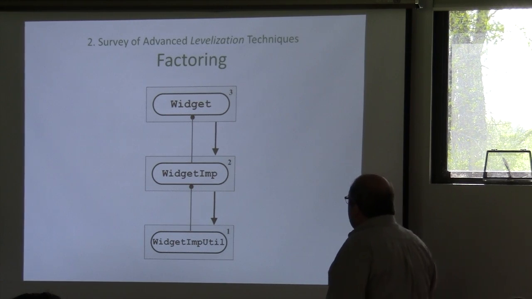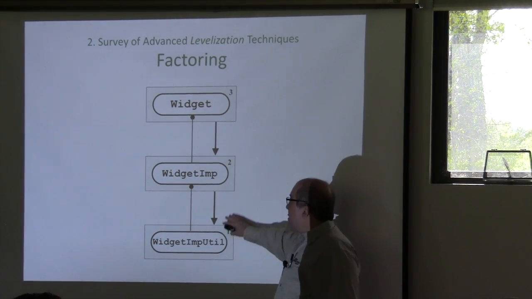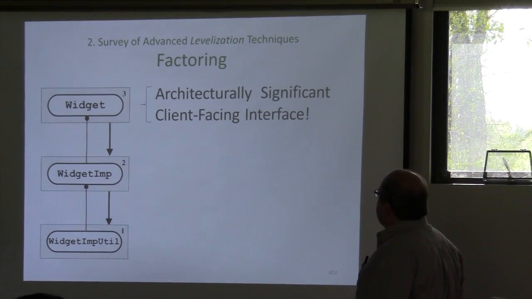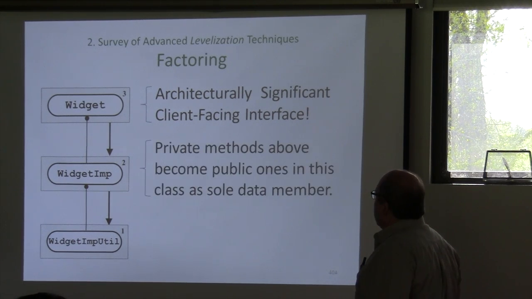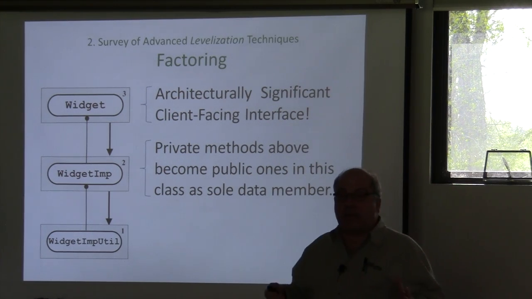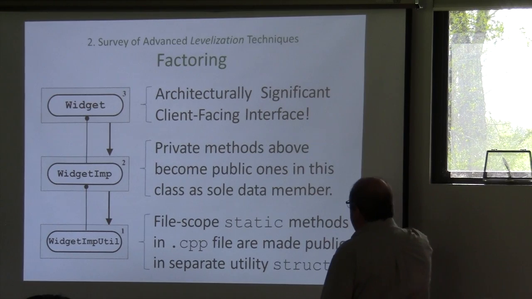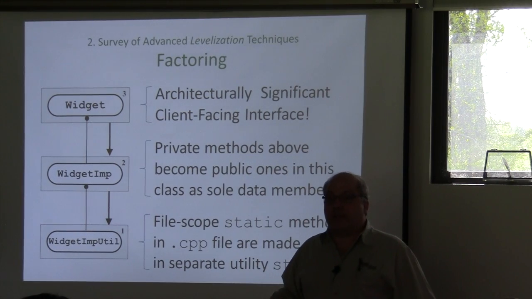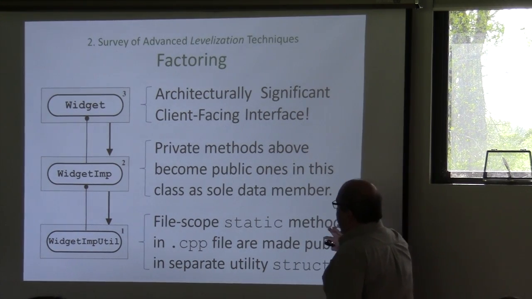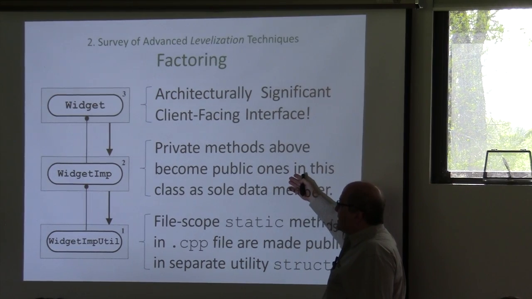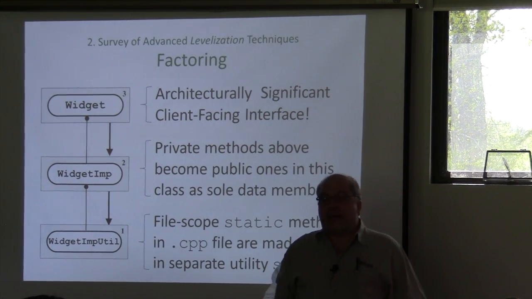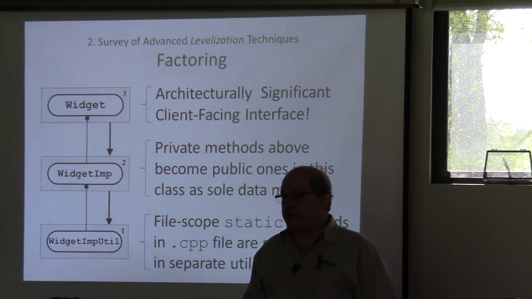And so here, I might extract yet something further from this, and I'll show you what this sort of looks like. This is the architecturally significant client-facing interface only. These are the private methods above that become public in this class, which is then the sole data member. And these are the file scope static methods in the CPP file that no one could get at that now become part of a separate public utility. So I can test these and get them right. Then I can include them in the imp of this guy and get it right. And then I can include this as a data member in this. And that's how I test things that are way too complex to test as a single unit.